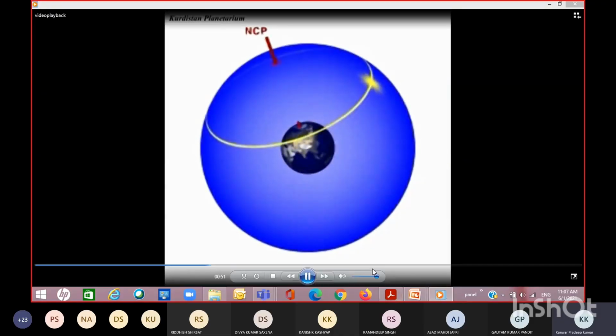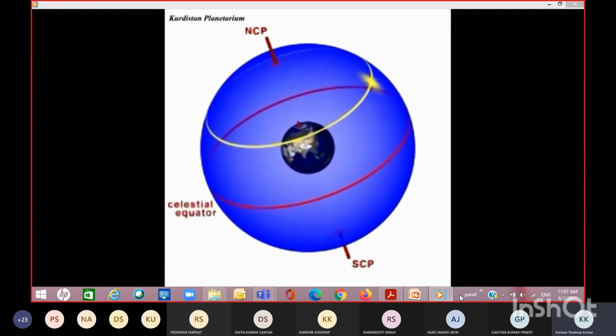There is, of course, a celestial South Pole as well. You can see in this diagram a star, but this star is setting, rising and setting. So try to relate with whatever I have told you. And the celestial equator circles the sky halfway between the poles.